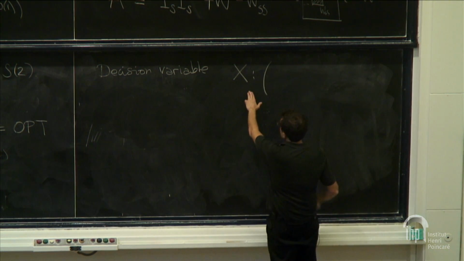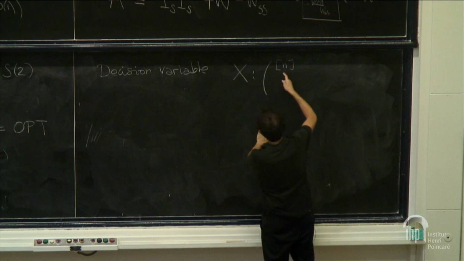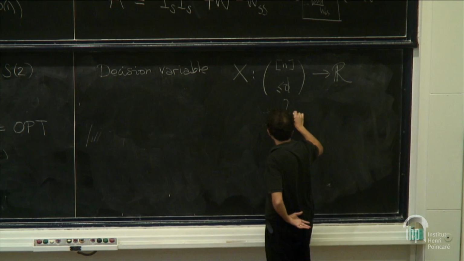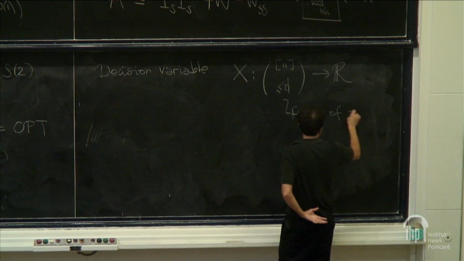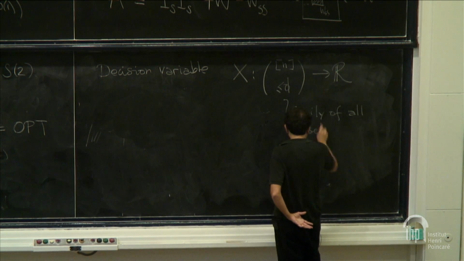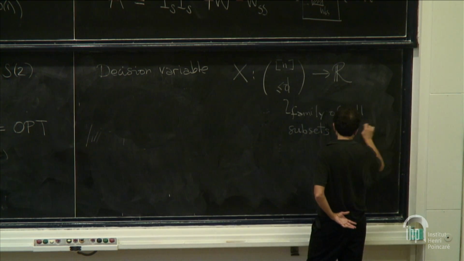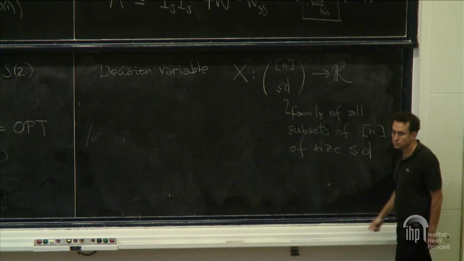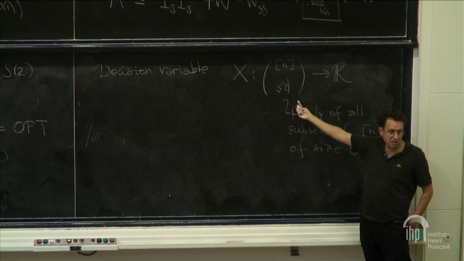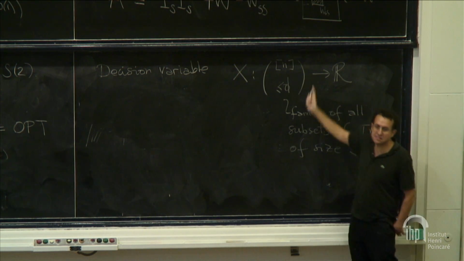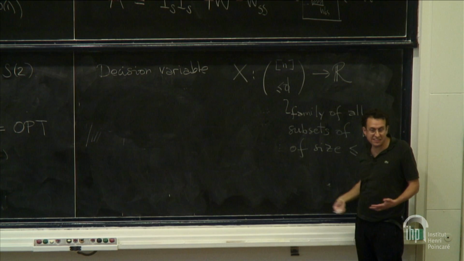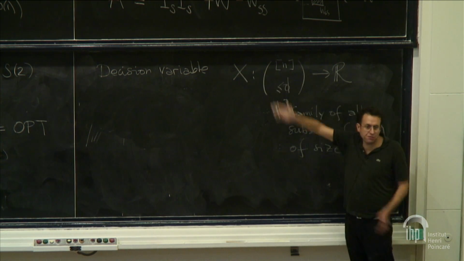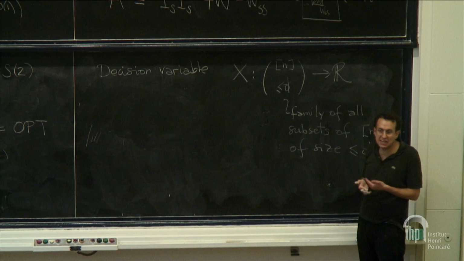Okay, so the decision variable for us will be a function that has as domain, let me write it, the family of all subsets of the n vertices of size at most d. So this is a function from the subsets of size at most d of the vertices to the reals. Since this family of subsets is finite, there is at most 2 to the n of them. Roughly there is n to the d of them, actually. So this is finite, so you can think of this as a big vector. So it's really a vector of size n to the d.